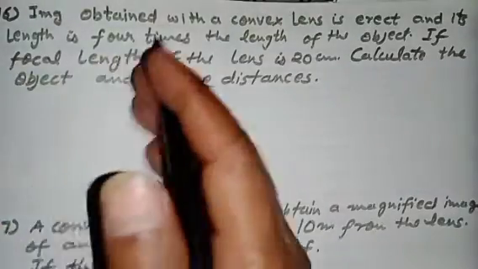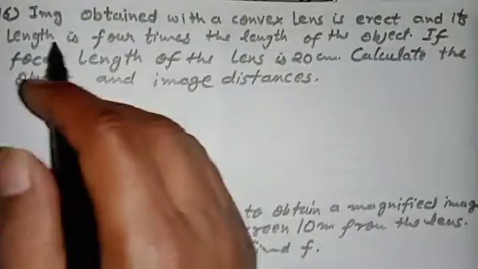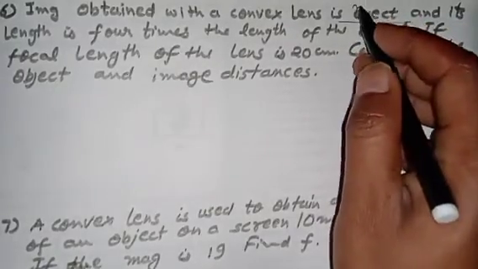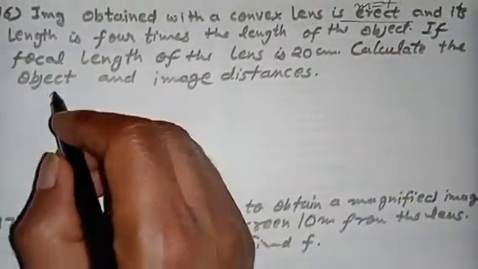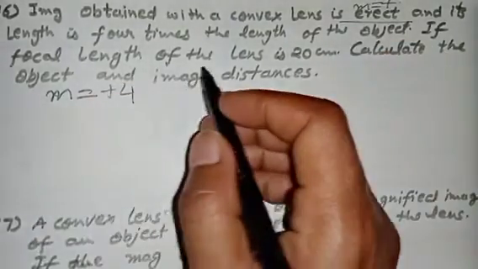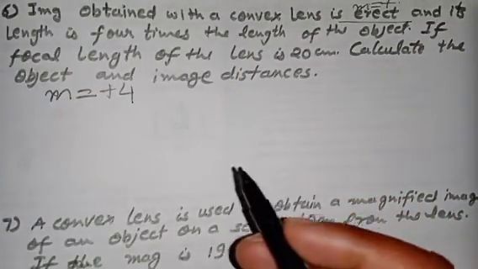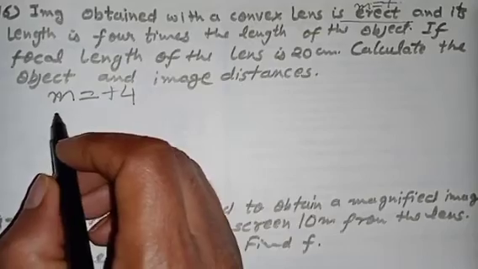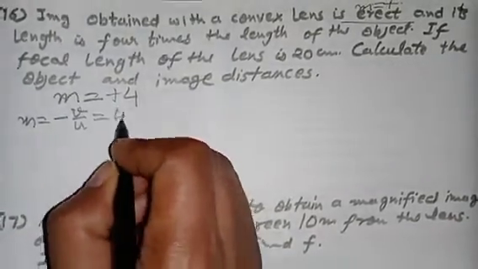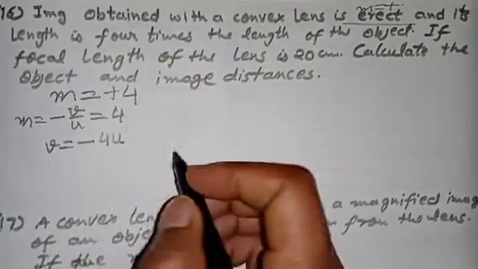Okay, some common questions on lenses. The image obtained with the convex lens is erect, and its length is 4 times the object. Erect image means it is virtual, and for virtual, m is positive, so m is plus 4. If the focal length of the lens is 20 centimeter, calculate object and image distances. We know that m is equal to minus v upon u, that is equal to plus 4, so v is equal to minus 4u.